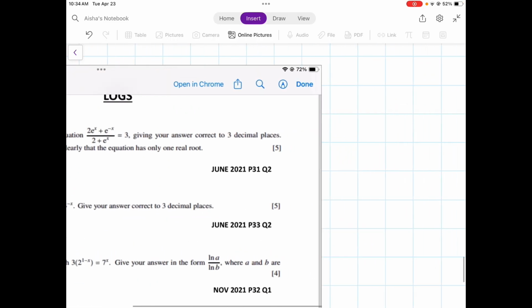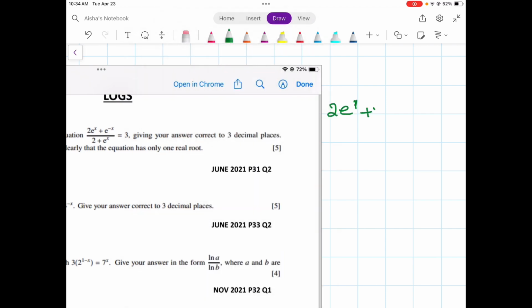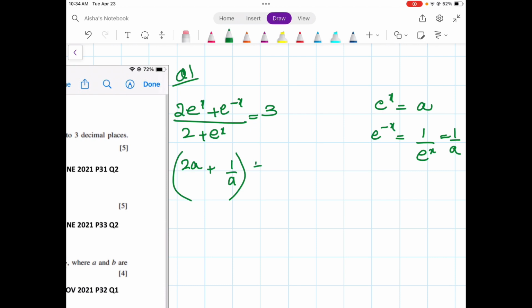Let's take the first question. Find the real root of this equation. Now there are pluses and minuses. You can't make the bases the same. So what we do is we do the substitution. We say e power x equals a. And e power minus x is 1 upon e power x, so it's 1 upon a. 2a plus 1 upon a divided by, this division is like this, 2 plus a equals 3.